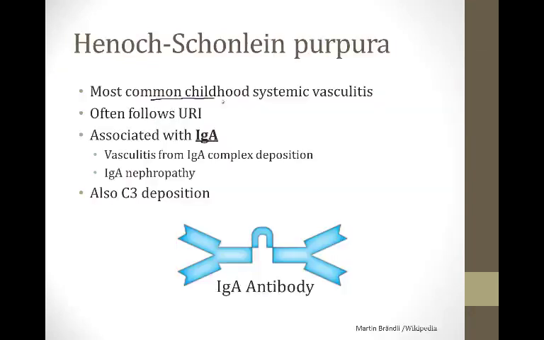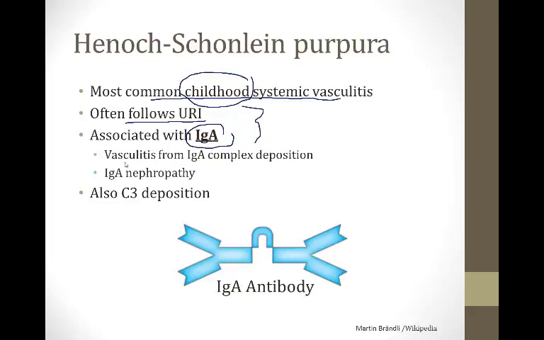Heinrich-Schönlein purpura is the most common childhood systemic vasculitis, and you should remember for board questions that this is always going to be a child who develops this condition. It often follows an upper respiratory infection, and it's associated with IgA antibody deposition. And in the renal modules, I talk about IgA nephropathy, and that is a very similar condition to Heinrich-Schönlein purpura that only involves the kidneys, but it also often follows a URI and is associated with IgA antibodies.